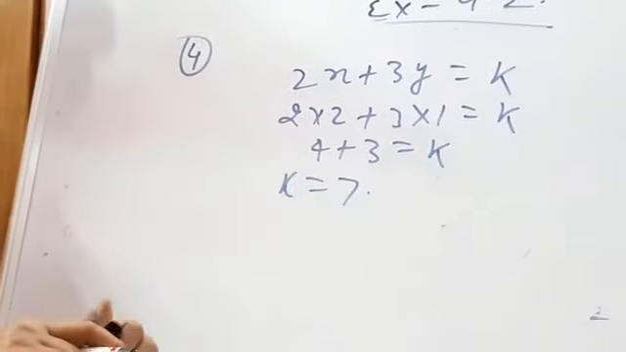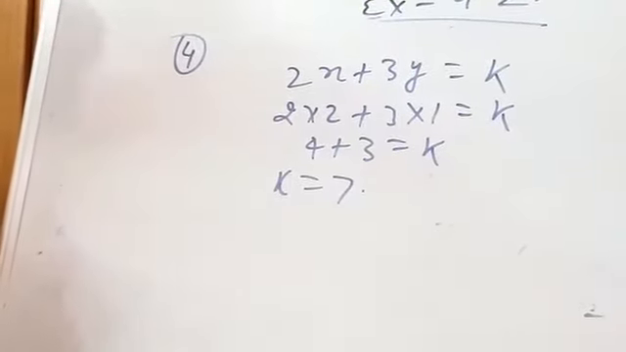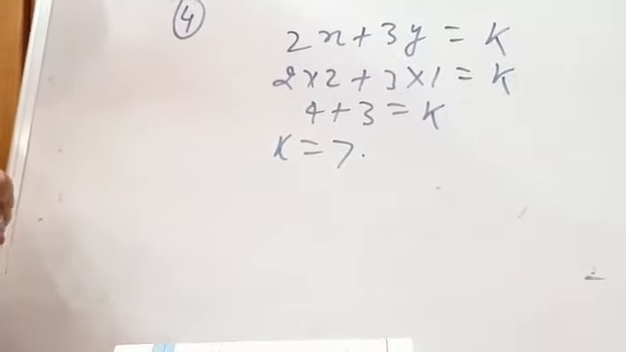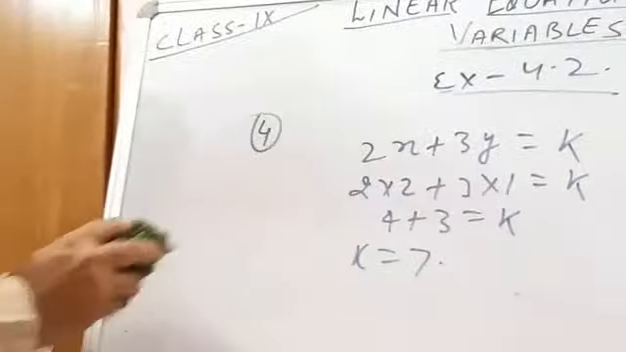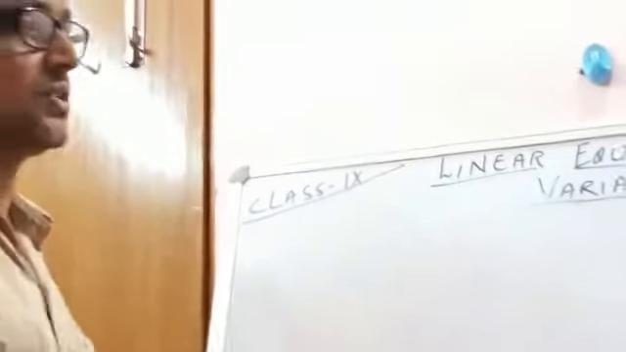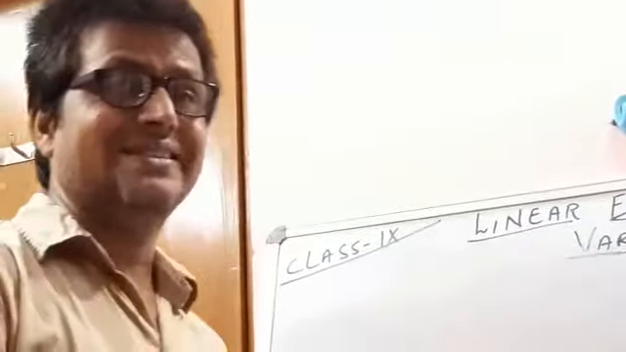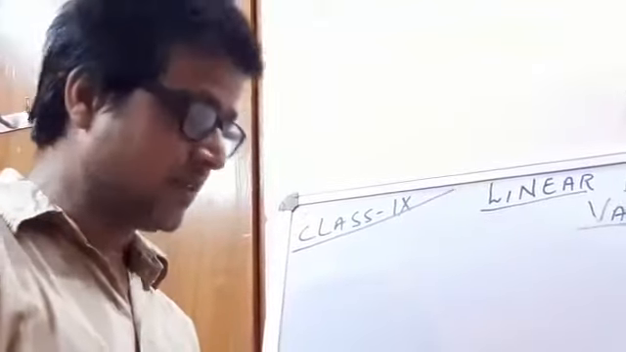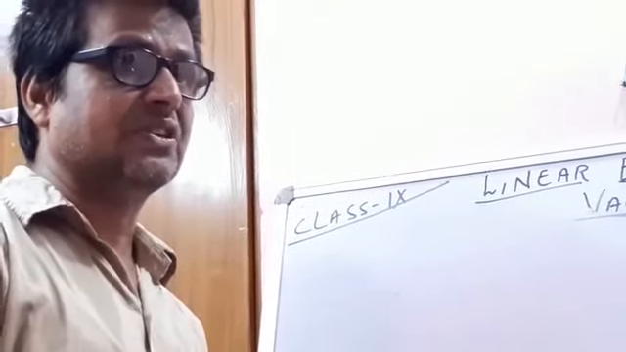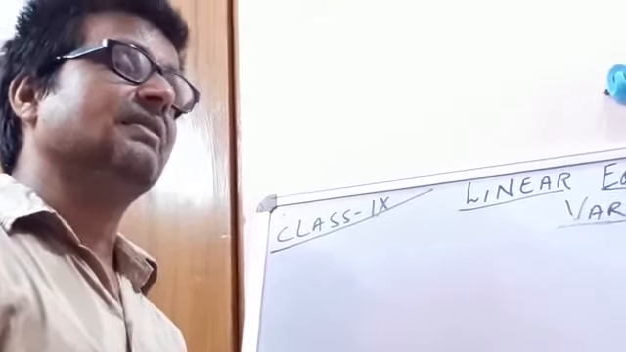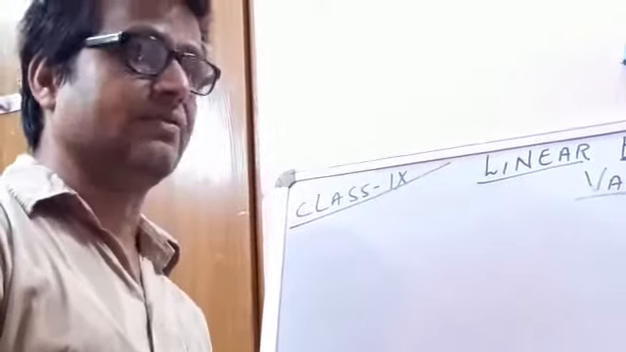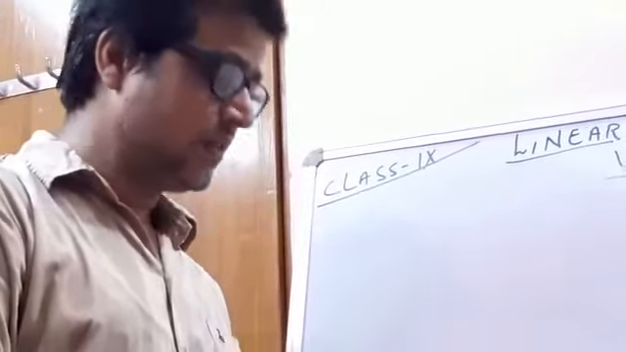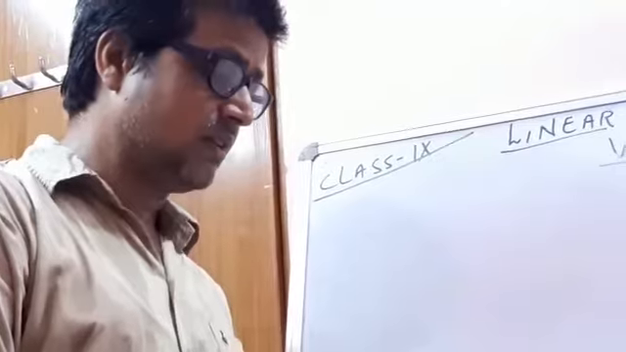So this is all about exercise 4.2. This is some idea I tried to give you about the solution of a linear equation in 2 variables. The solution calculated here in exercise 4.2 is called the algebraic method to find the solution. One more method we have is called the geometrical representation, also called the graphical solution, the solution through a graph. That we'll talk about in the next video.